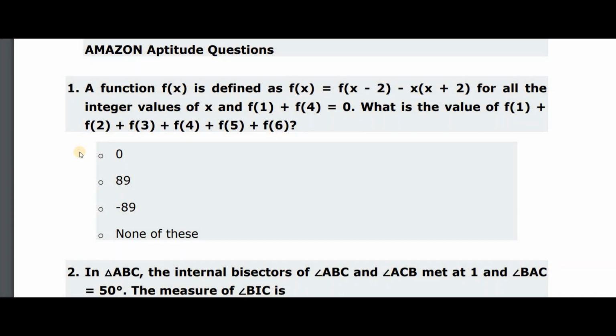A function f(x) is defined as f(x) = f(x-2) - x(x+2) for all integer values of x, and f(1) + f(4) = 0. What is the value of f(1) + f(2) + and so on up to f(6)?